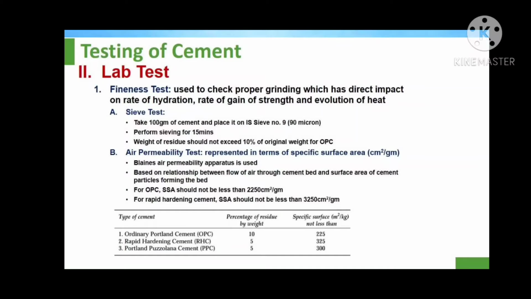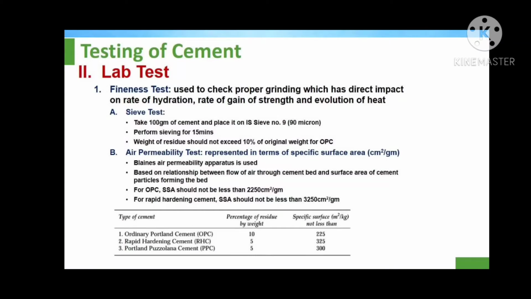A. Sieve test. Take 100 gram of cement and place it on IS sieve number 9, 90 micron. Perform sieving for 15 minutes. The weight of residue should not exceed 10% of the original weight for OPC. B. Air permeability test.